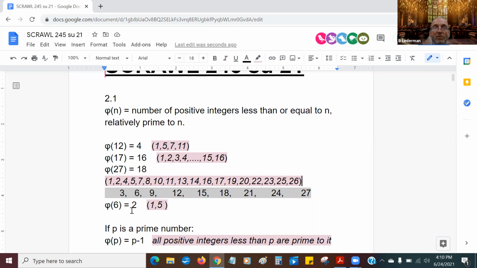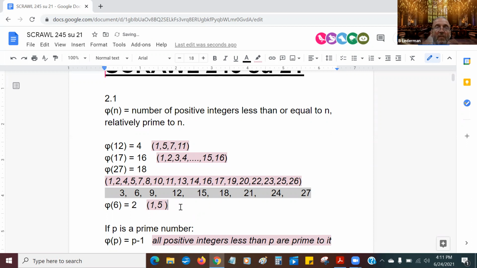Phi of 6 is equal to 2, because 1 and 5 are relatively prime. Why is that? Well, 1, 2, 3, 4, 5, 6. So 6 obviously shares a factor with itself. 4 shares a factor of 2. 3 shares a factor of 3. 2 shares a factor of 2, and I'm just left with those numbers 1 and 5.